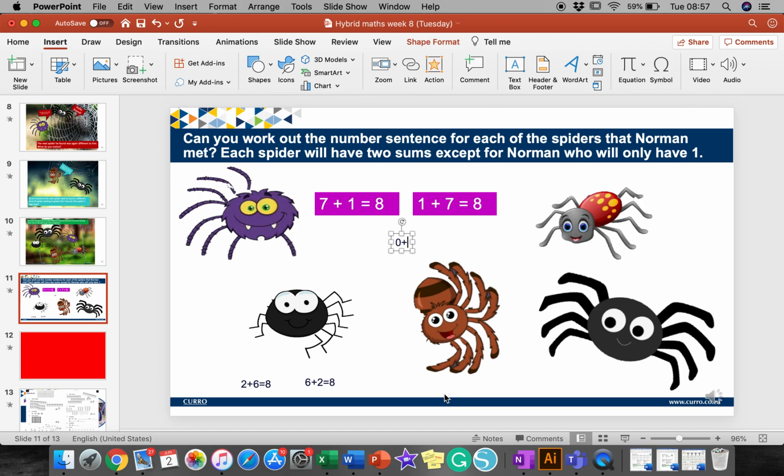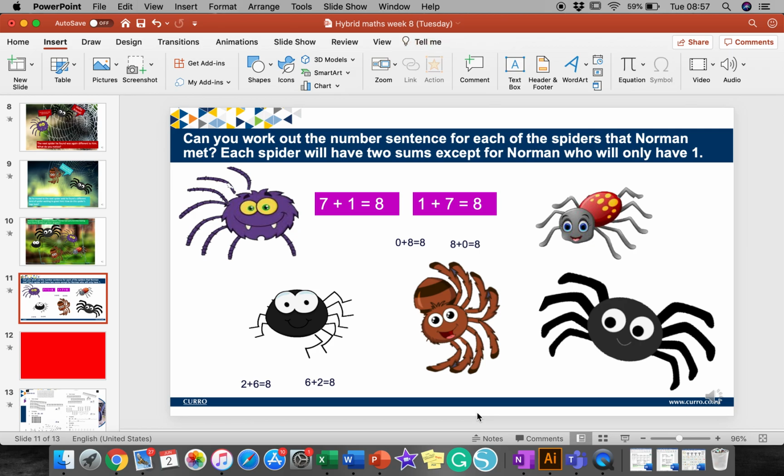So our sum will be 0 plus 8 equals 8. And if we flip our sum over, we can say 8 plus 0 is equal to 8.